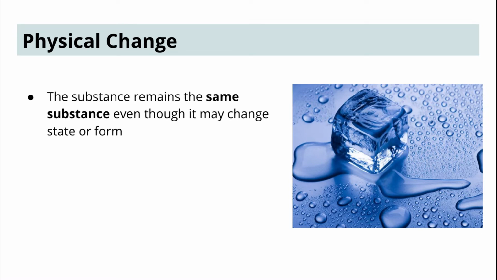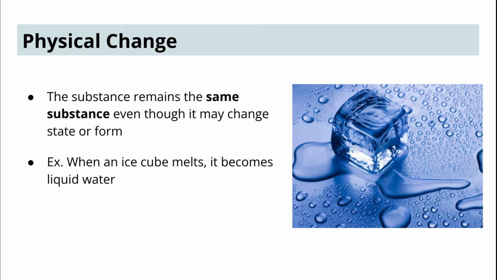Physical changes occur when the substance remains the same substance, even though its form or state may have changed. A good example of this would be when an ice cube melts, it becomes liquid water from a solid state. That's a state change, and that would be a physical change.